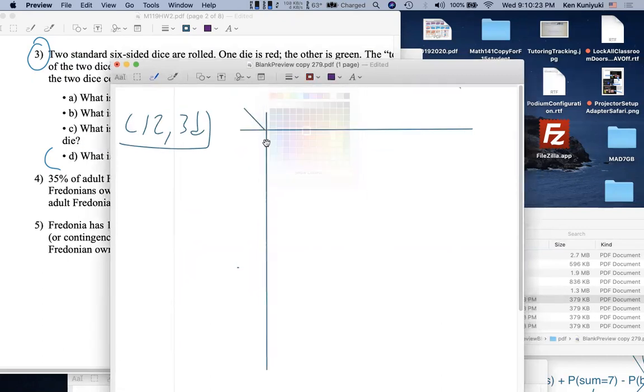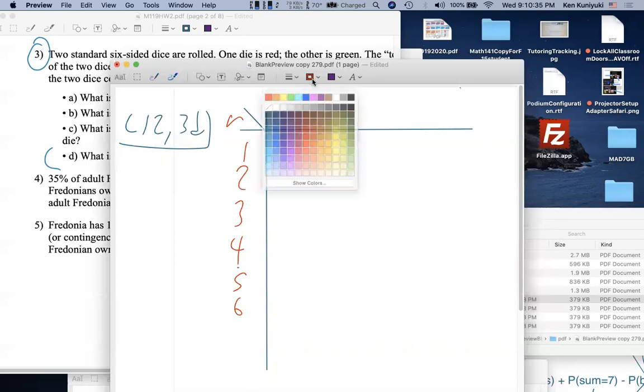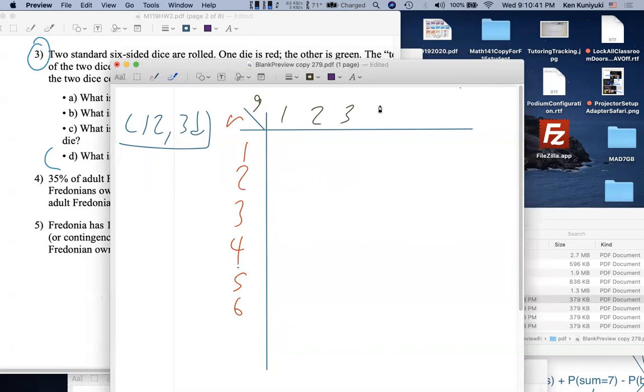Okay, red die. Red die. And of course, I don't care if you put red here, green here, or vice versa. Okay. 1, 2, 3, 4, 5, 6. Green die. It's like Dr. Seuss, right? Red die, green die. 1, 2, 3, 4, 5, 6.